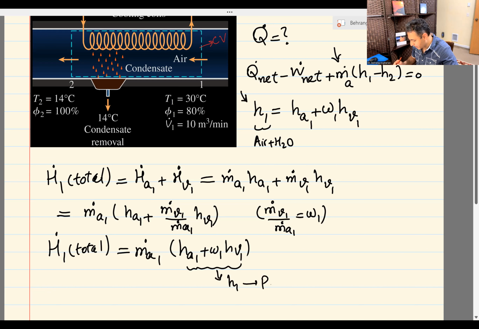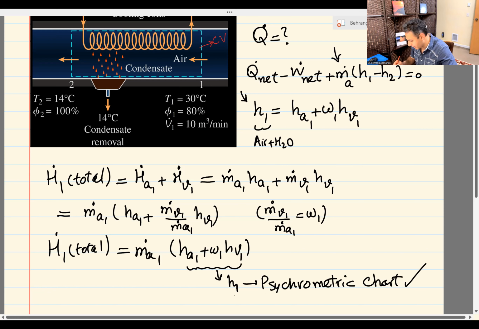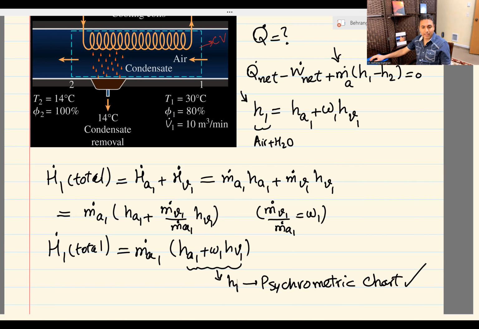And what the psychrometric chart gives you, and what EES will give you for the air H2O model, is in fact that value of H1, the total value of H1. So you don't have to worry about it. You can directly read that. If you have the m dot of dry air at 1, you can easily calculate the total enthalpy rate. So this is what I wanted to show.